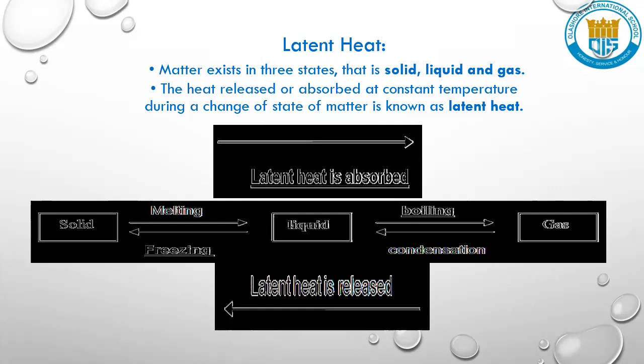So latent heat refers to the heat released or absorbed at constant temperature. Constant temperature is key. When you deal with latent heat, there is no temperature change. Matter changes state at constant temperature. The diagram here is just to show you some changes of states of matter that we have. Solid to liquid is melting, liquid to solid is freezing. These are basic things that we'll know. Look at the diagram again for better understanding.